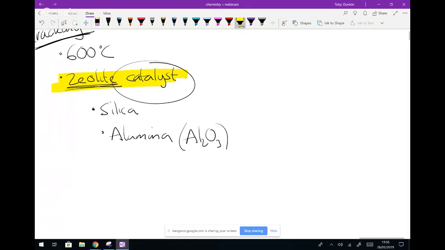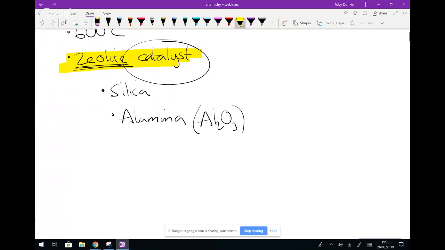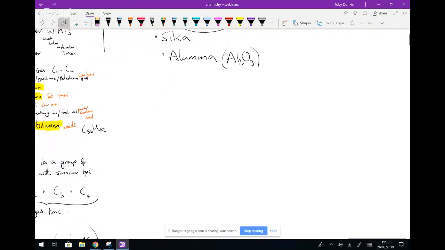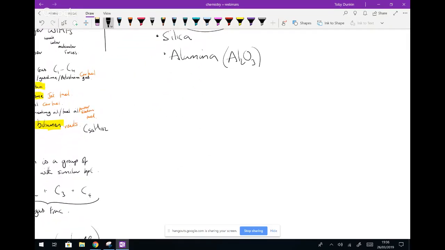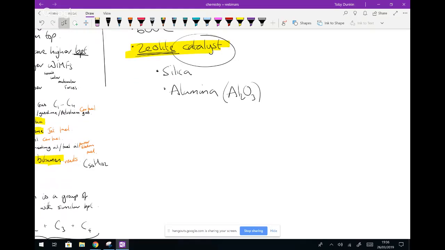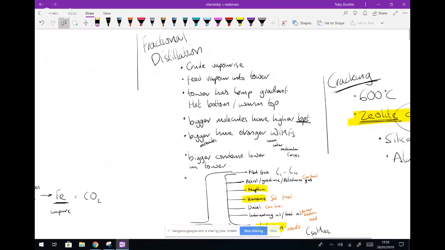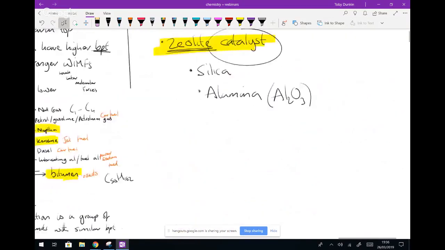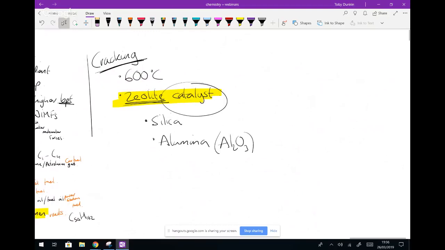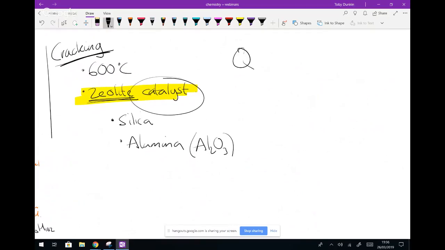But why would they mention 2 specific catalysts? Because they're going to talk to you about the differences between them and why you would choose one catalyst over another. Now, at this point in cracking, I'm going to quickly show you something, because this is one you have to know. They can ask you to draw the experiment for cracking.